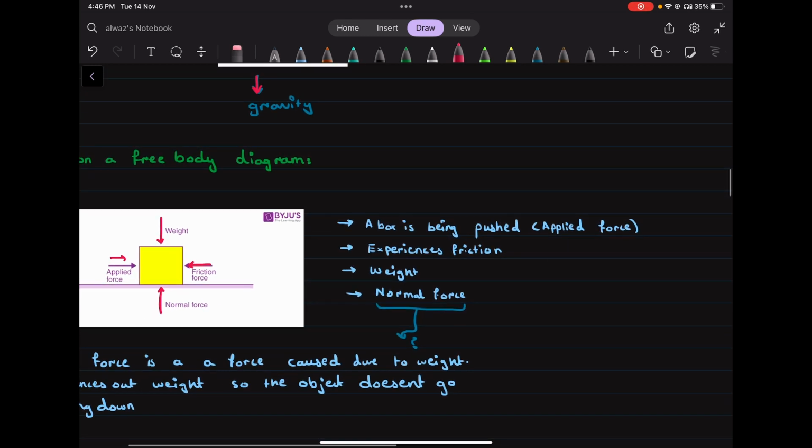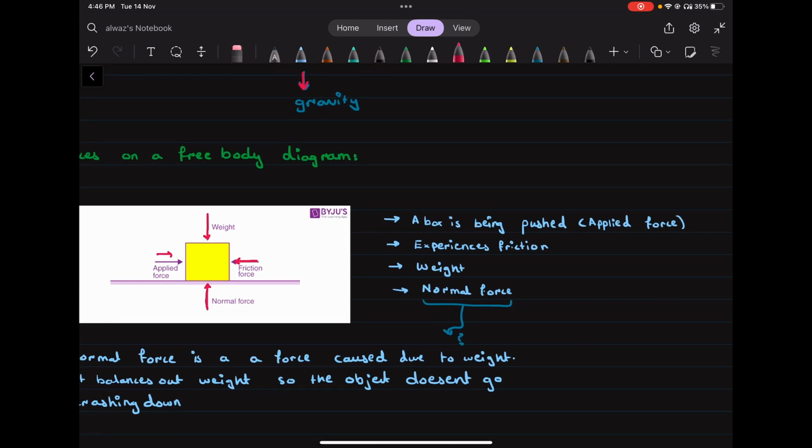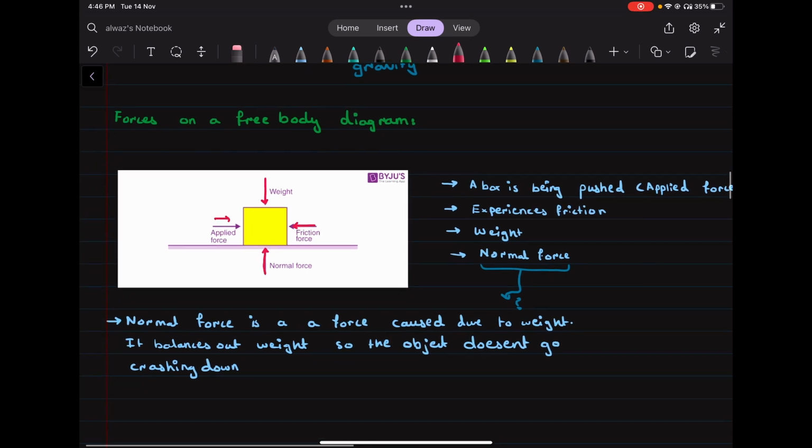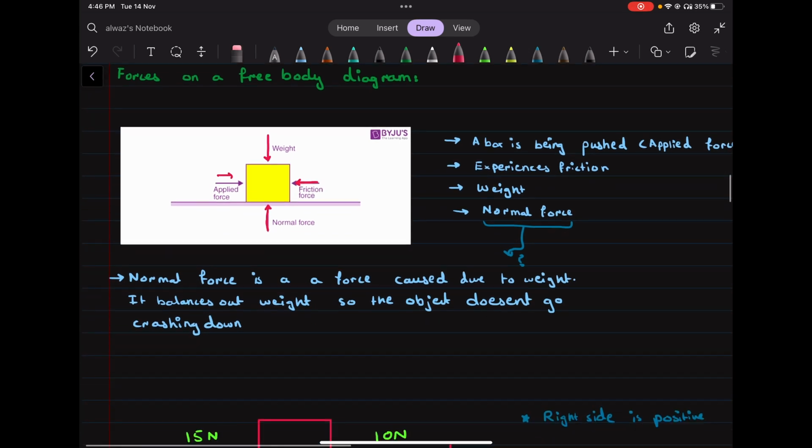So, the box is being pushed, which is the first force. The box experiences friction. This is the second force. The box experiences weight, which is the third force, and then we've got the normal force. So a normal force is a force caused due to weight. It balances out weight so the object doesn't go crashing down.